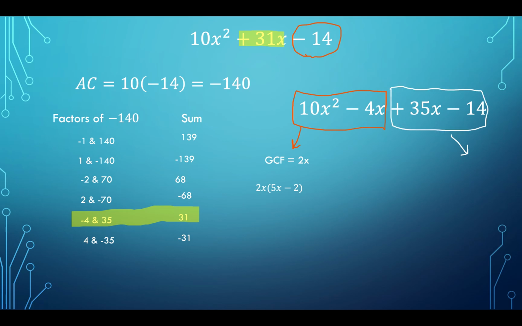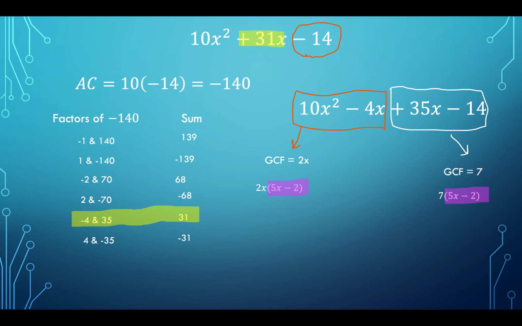Now I got to factor this 35x minus 14. Got to find the greatest common factor, which is 7. And then we're going to factor it out. 7 times what's going to give me 35x? 7 times 5x. 7 times what is going to give me negative 14? 7 times negative 2. So we have 2x times 5x minus 2 and 7 times 5x minus 2.